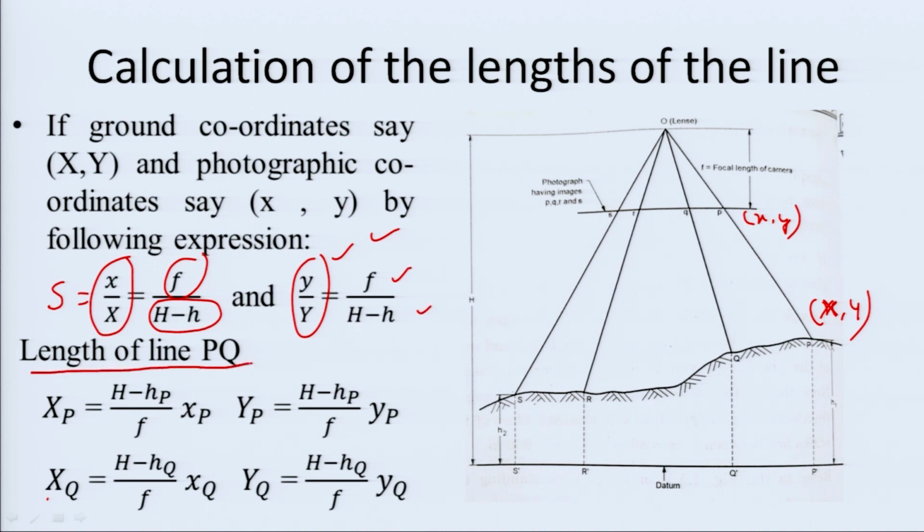Now, the length of a line PQ can be calculated by using the equation, that is, at point P, capital Xp is equal to capital H minus small hp upon focal length into small xp.